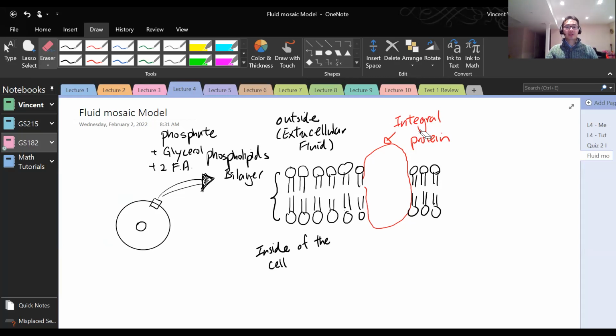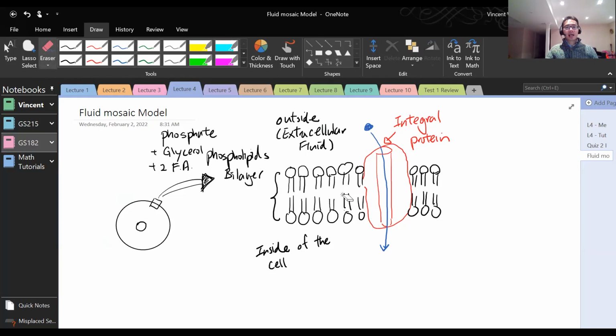Okay, so again, we have integral proteins that go from the outside all the way to the inside, and there are many different functions of these proteins. If you watch the lecture recording, you might remember one of the functions of the integral protein is there might be a little channel on the inside, and that allows things to move through it. So it can either go from outside to inside or the other way around. So there you have it, an integral protein.